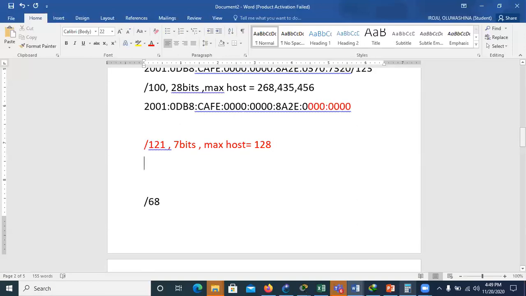What about, let me use /120. Here, if I remove 120 from 128, I'll be having 8 bits. Maximum host equals 2 raised to the power of 8, which is 256. I need just over 200, and I have 256. Is this the best subnet mask to use? Yes, because here you've reduced wasted IP addresses and also have an extra 50 addresses for future reference, in case you want to upgrade your network. So this is the best subnet prefix to use, /120.